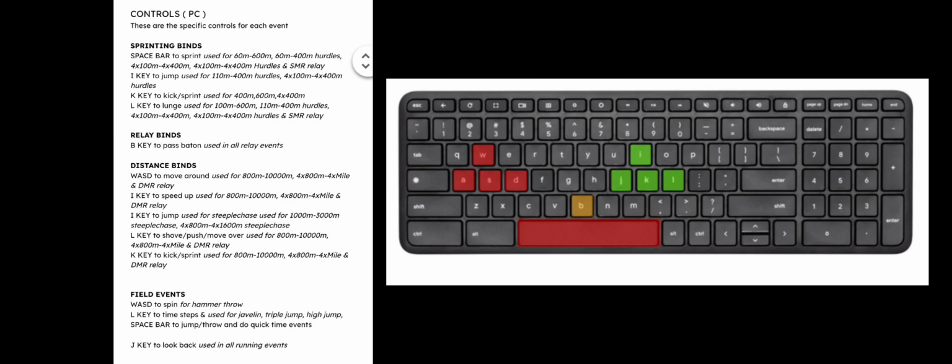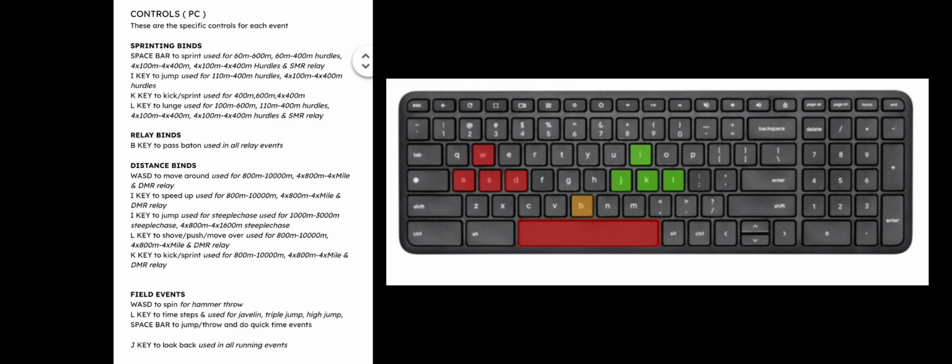Now let's go into the field events. Field events are pretty straightforward. WASD is for hammer throw. So what you're basically going to do is just mash WASD a bunch of times to spin the hammer. And spinning the hammer just makes it go faster and faster the faster you press WASD. And when you let go, that's what determines how far it goes.